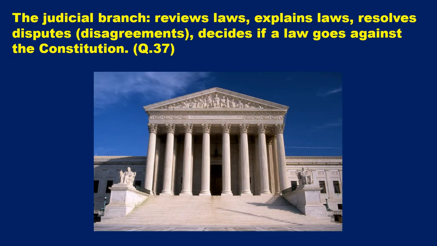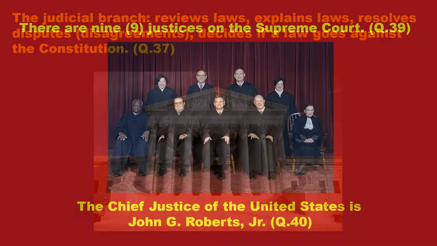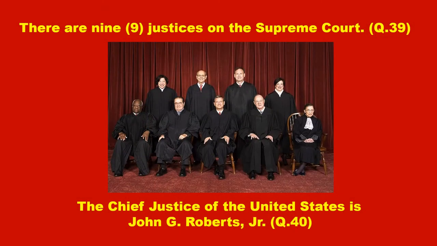The judicial branch reviews laws, explains laws, resolves disputes, disagreements, and decides if a law goes against the Constitution. There are 9 justices on the Supreme Court. The Chief Justice of the United States is John G. Roberts, Jr.